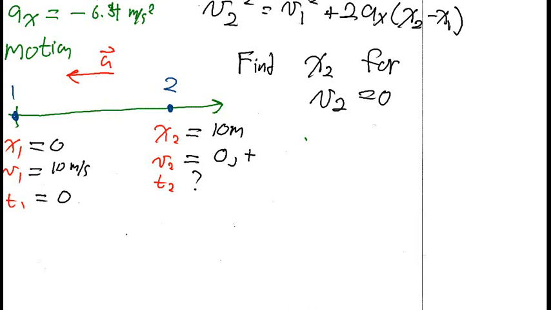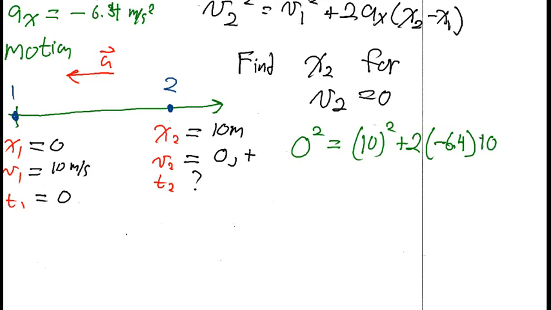So I'm going to use that as my condition for deciding whether the car makes it through the sand pit. So if the value of x2 is less than the 10 meters, then it didn't make it through. But if it's more than the 10 meters, then it did. So we can solve this numerically, and we've got all the numbers that we need. So v2 is equal to 0 squared is equal to v1 squared, 10 squared, plus 2 times acceleration that was minus 6.4 multiplied by the variable that we're going to leave here, which is going to be the x2.